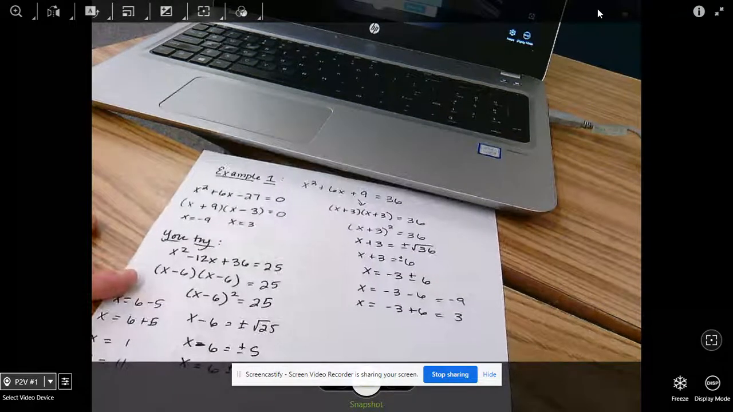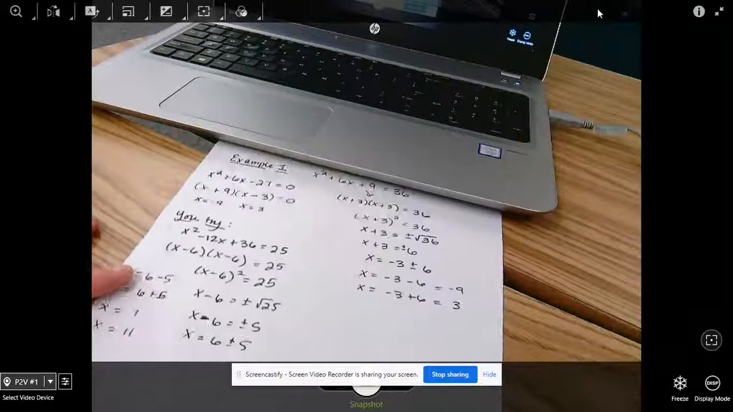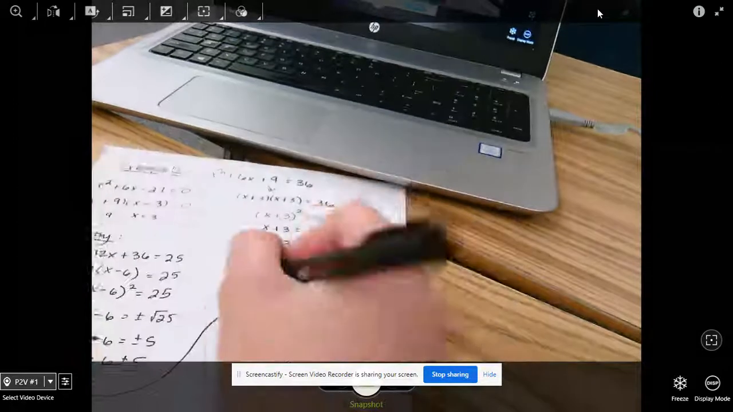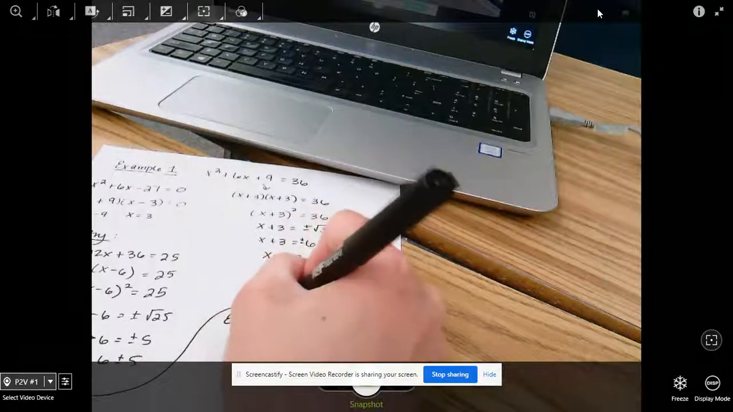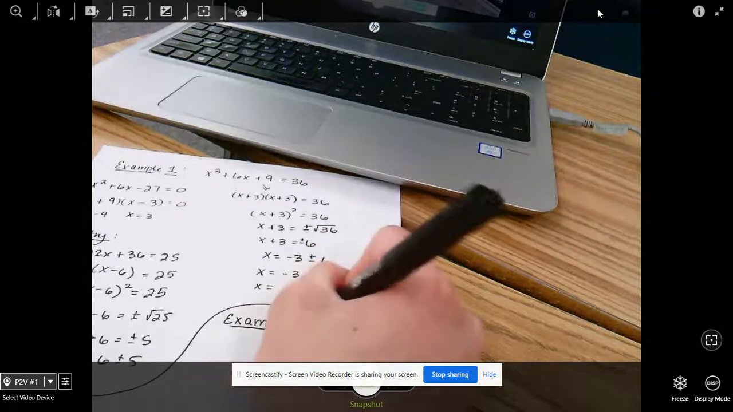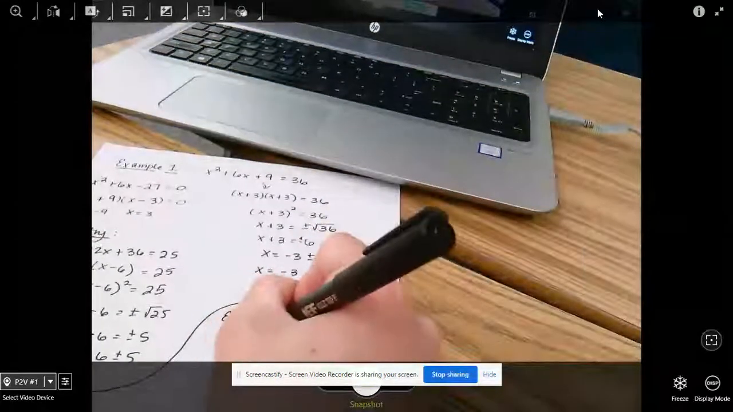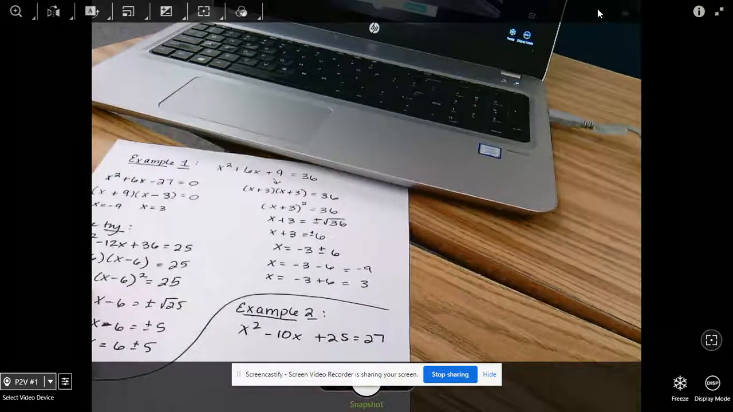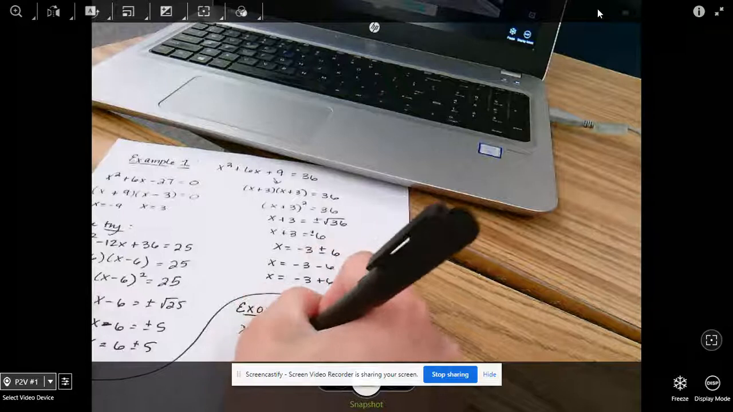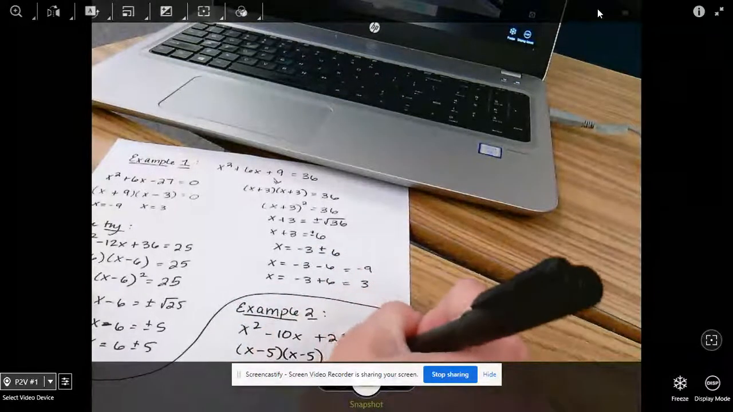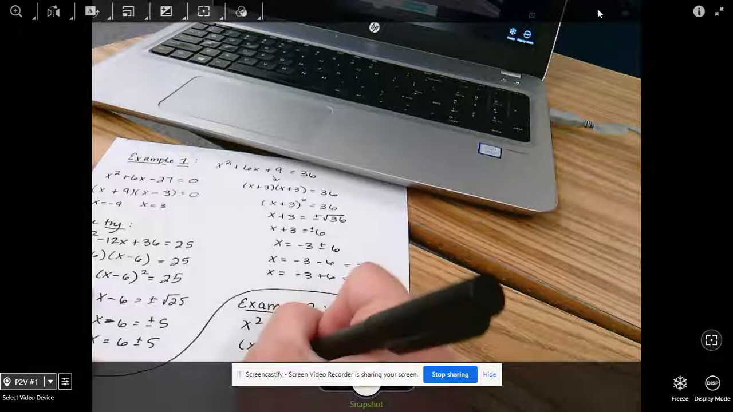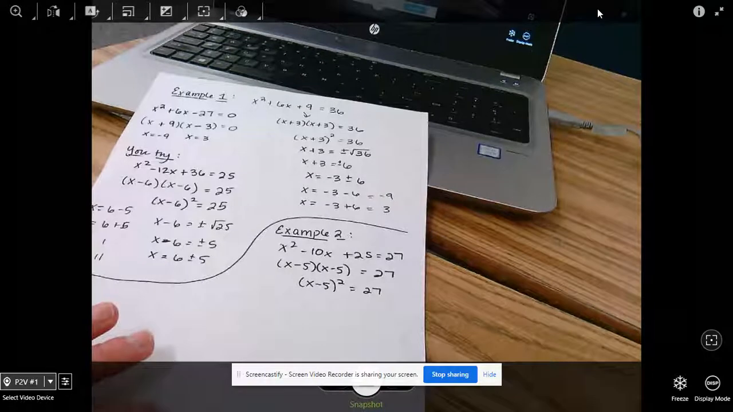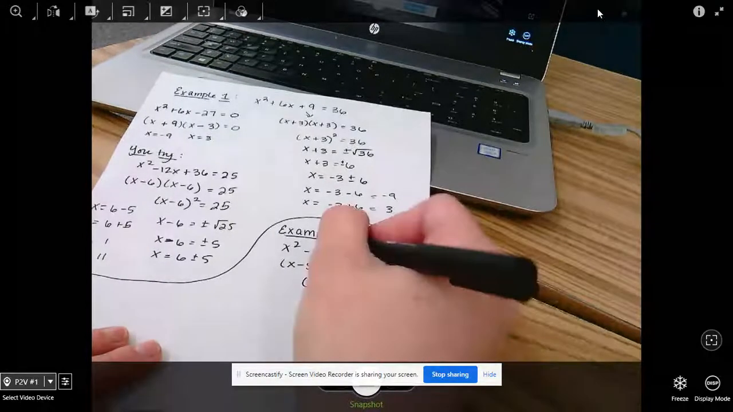All right, we're going to try this again, but with maybe not as nice of numbers, just to give you more practice. So that's your first example. Your second example, like I said, just write this on a piece of paper, is going to be x squared minus 10x plus 25 equals 27. Okay, well, I can factor this to be an x minus 5 and an x minus 5. I couldn't use this method if I didn't have the same things twice. So x minus 5 squared. Okay. And then take the square root of both sides.